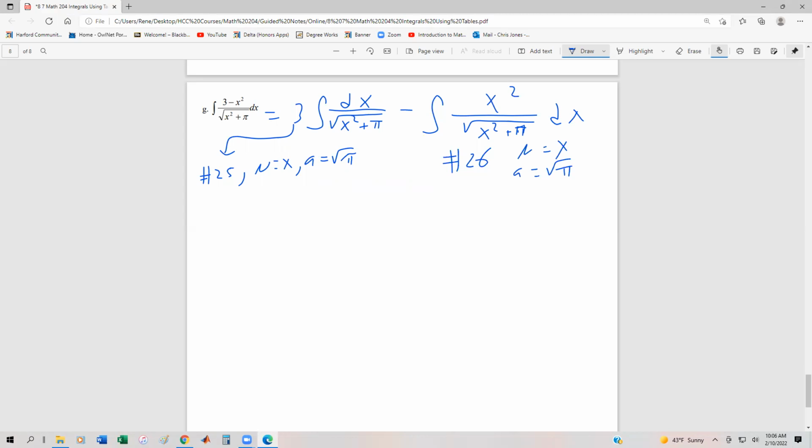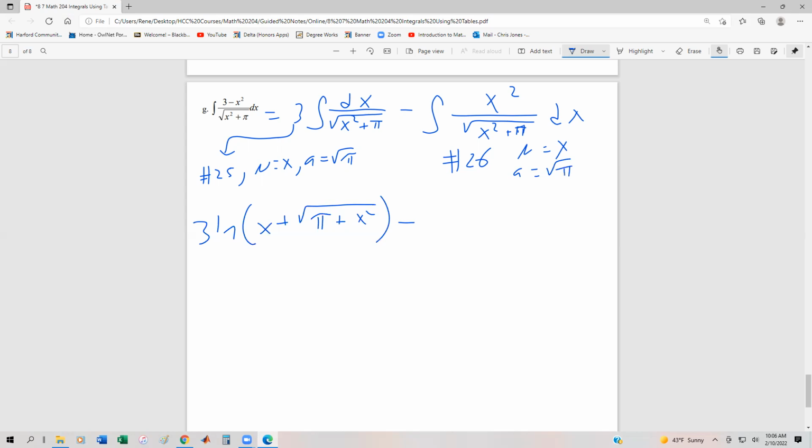And so if we go through and plug these back in, now we can't forget the 3 that was from the original number 25. And that's going to be the natural log of x instead of u plus the square root of a squared, so that's going to be pi plus x squared. Okay. So that one wasn't so bad.